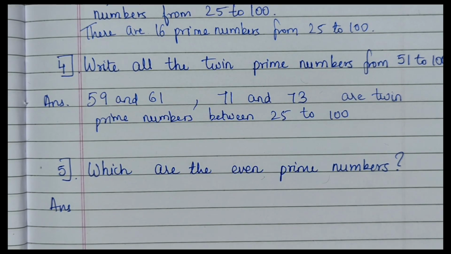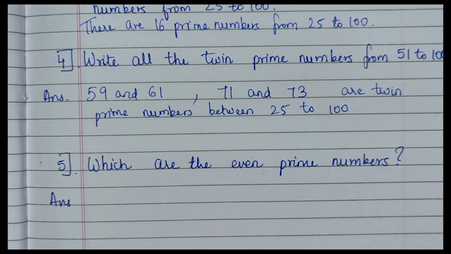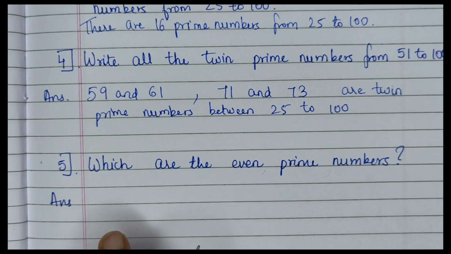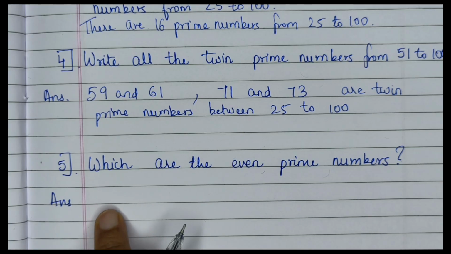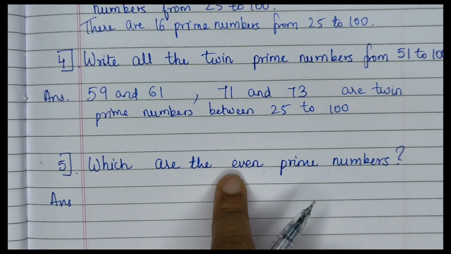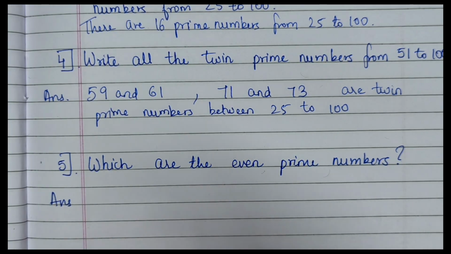The last question is, which are the even prime numbers? Okay. Which are the even prime numbers? Even prime number we have only 2. Okay. Even prime number is only 2. 2 is the only even prime number. It is an even number also. Understood? See in the units place, whenever we have 0, 2, 4, 6, 8, these numbers are called even numbers.